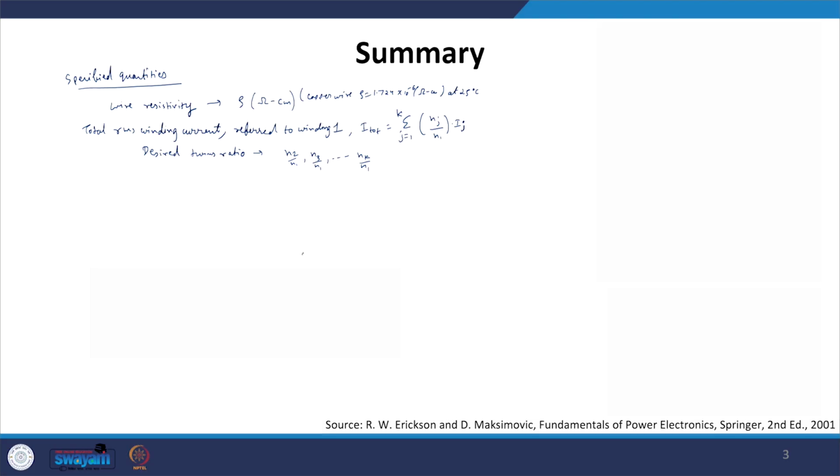Then another quantity which you can define is the applied volt second of winding 1, depending upon the operation of that particular circuit in which the transformer is being kept.